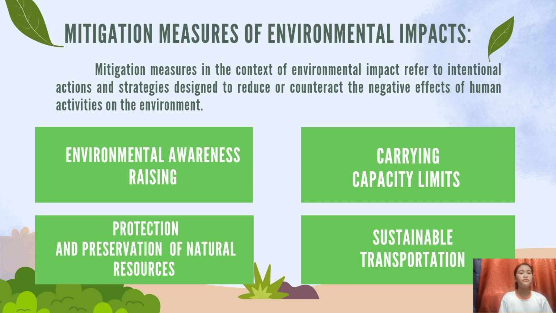So they would always practice what they learn in the awareness, which can lead to a sustainable environment. So that is the first mitigation measure, which is the environmental awareness raising. Next, let's proceed to the second mitigation measure, which is the protection and preservation of natural resources.